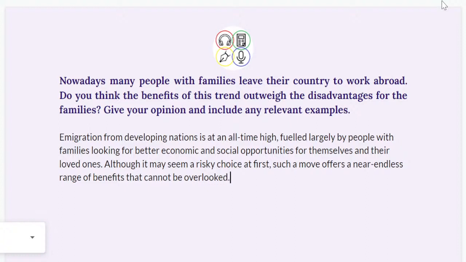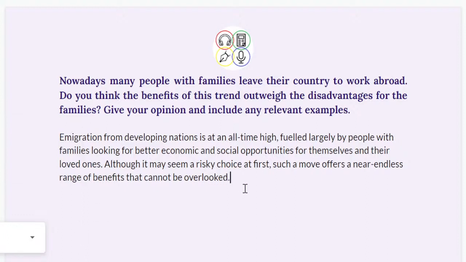So, although it may seem a risky choice at first, such a move offers a near endless range of benefits that cannot be overlooked. That makes my position pretty clear that, okay, this person supports the idea of immigration. I'm not sure if you can see, oh, okay, so the word counter thing is at the side. Oh, you probably can't see it. Anyway, that's fine. That's not a big deal.